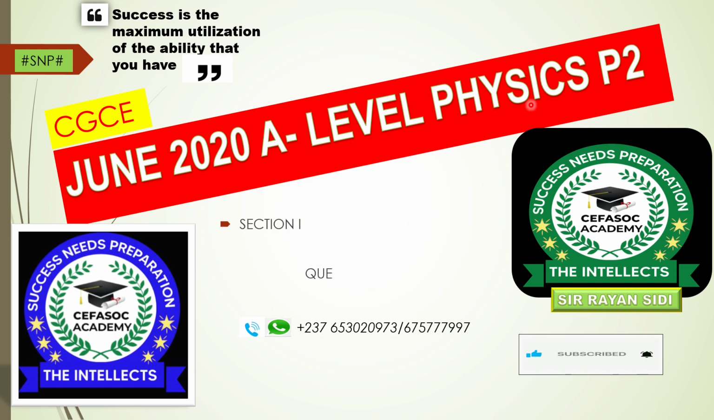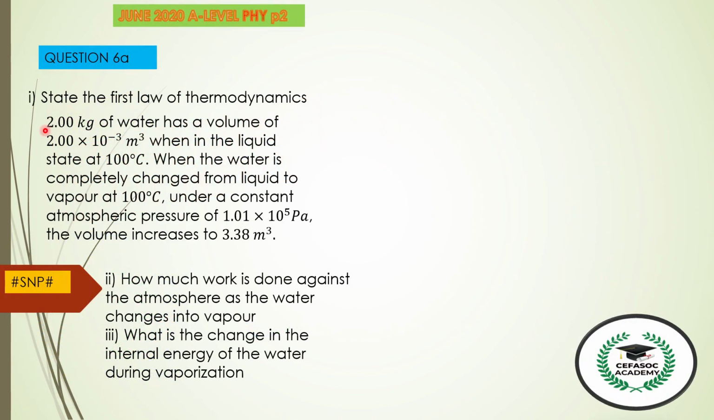I'm looking at question 6a. The question is on thermal physics. Roman 1c, state the first law of thermodynamics. The next part, they said 2.00 kilograms of water has a volume of 2.00 times 10 to the negative 3 meters cubed when in the liquid state at 100 degrees Celsius.